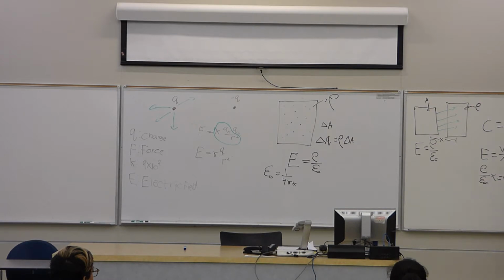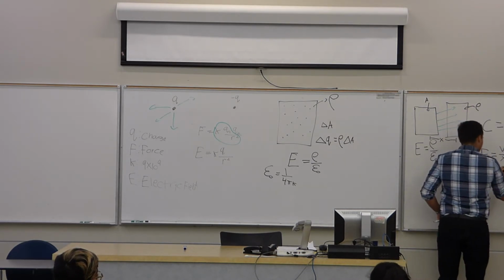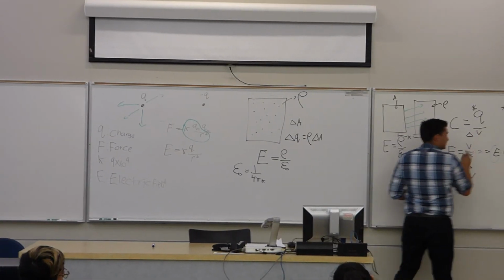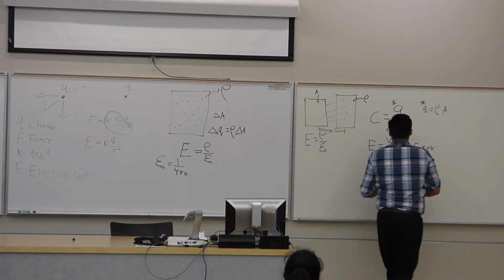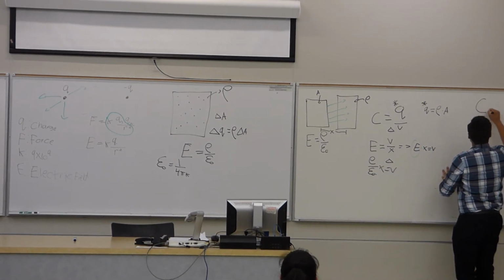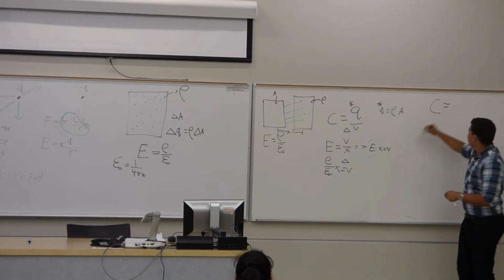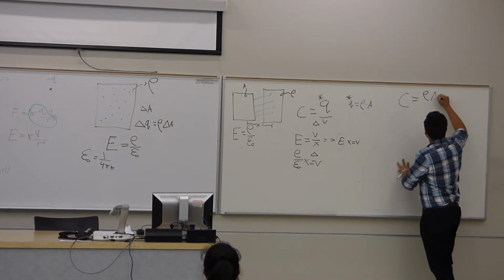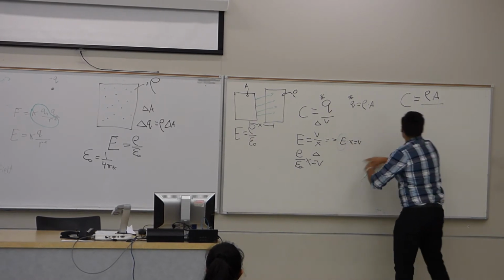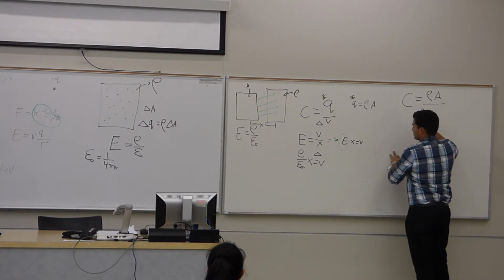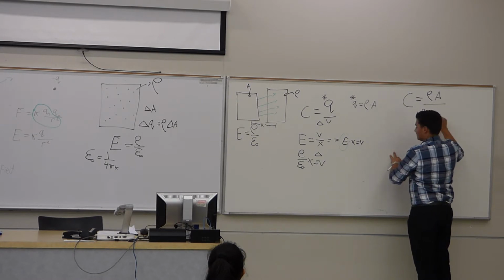So I'm just going to plug these in, and I'm going to relate the electric field and the capacitance. I'm going to label this as star, and let's call this triangle. I'm just plugging in the equations that I derived. So C is equal to Q, what we have here, sigma times A, over my voltage, which is down here, sigma over epsilon 0 times X.